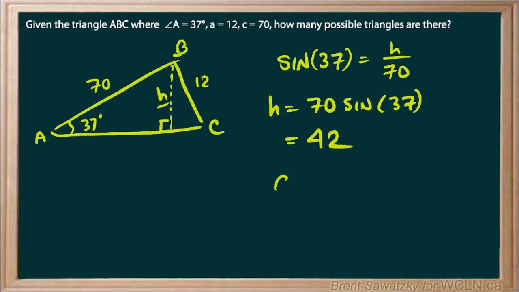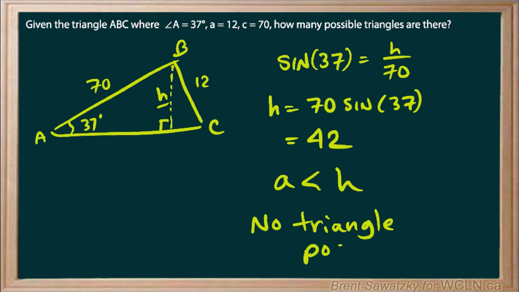So when we say that a is less than h, then we would say that there's no triangle possible, I guess, is the best way to clarify that. And so that would be our answer for that one.